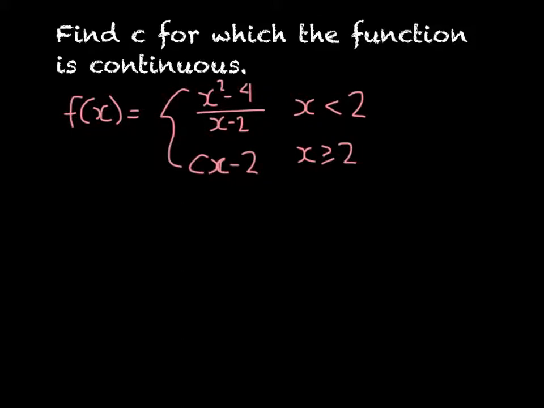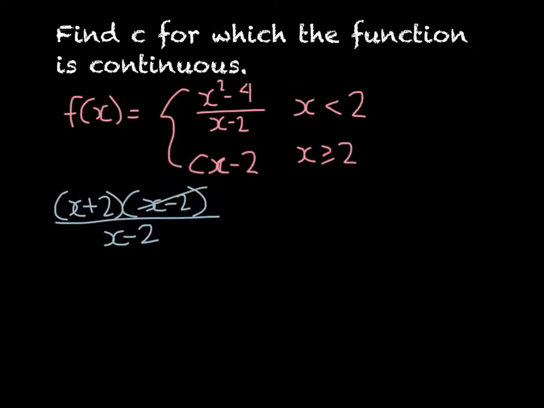Now we have a given function with an unknown c, and we're going to have to find the c that will make this function continuous. Now if we look at the first portion of our function, we see that the top can be factored as x plus 2 times x minus 2. And we have on the bottom x minus 2. So we can essentially cross out these two that are the same and say that these two expressions are the same except at the point x equals 2, where this expression doesn't exist, but this one does.